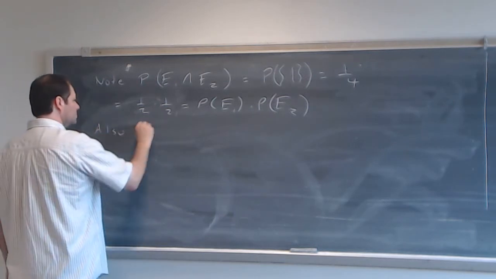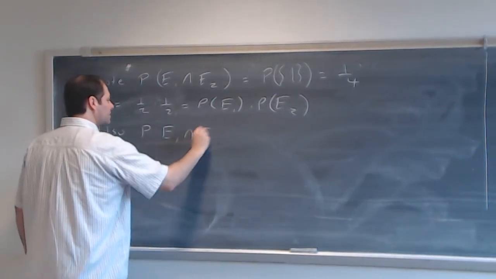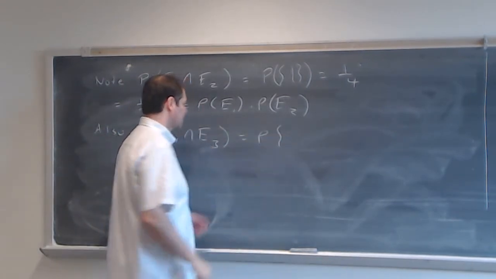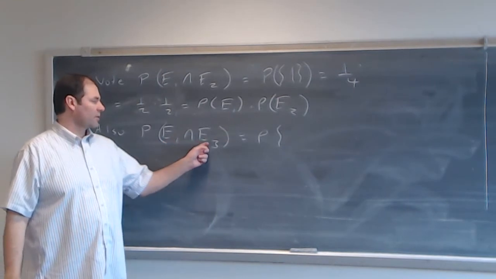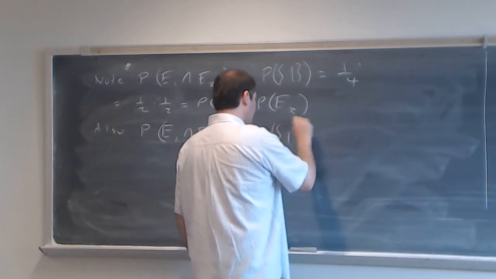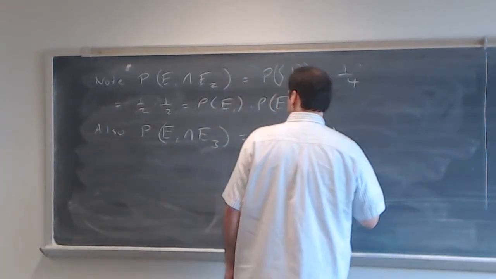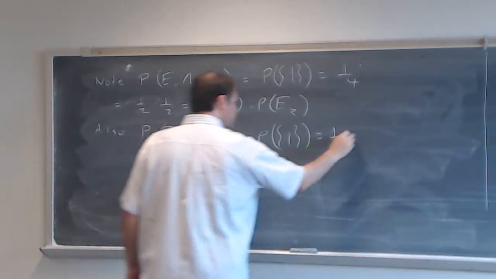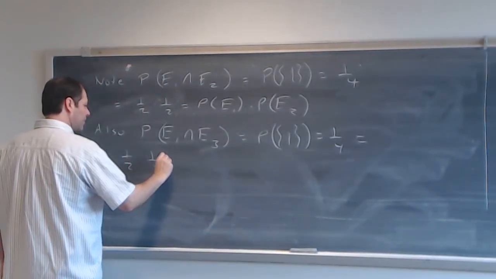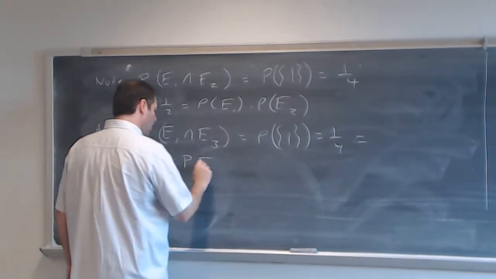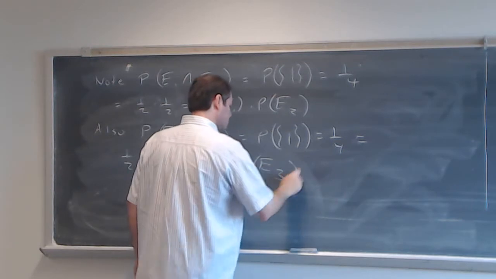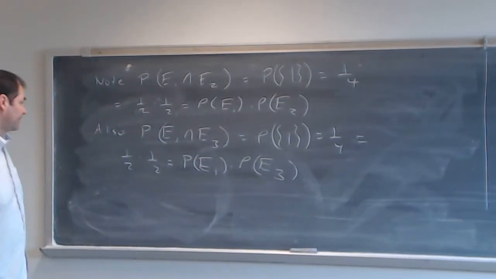Also, the probability of E1 intersect E3: E1 was the 1 2 ball, E3 was the 1 4 ball. What they have in common is just the 1 ball. That again is 1 out of 4, which equals 1/2 times 1/2, which does equal the probability of E1 times the probability of E3. Still, they could be independent events.